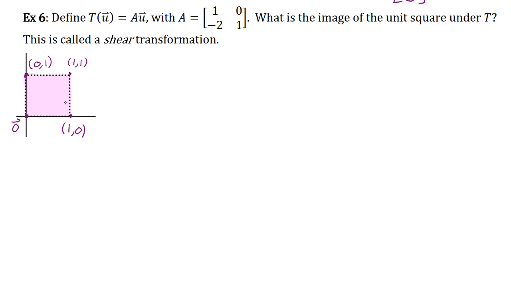So we could start by just finding T of some points. Well, actually, T of 0 is equal to 0 for any linear transformation. So that's good. What about T of the vector (0, 1)?